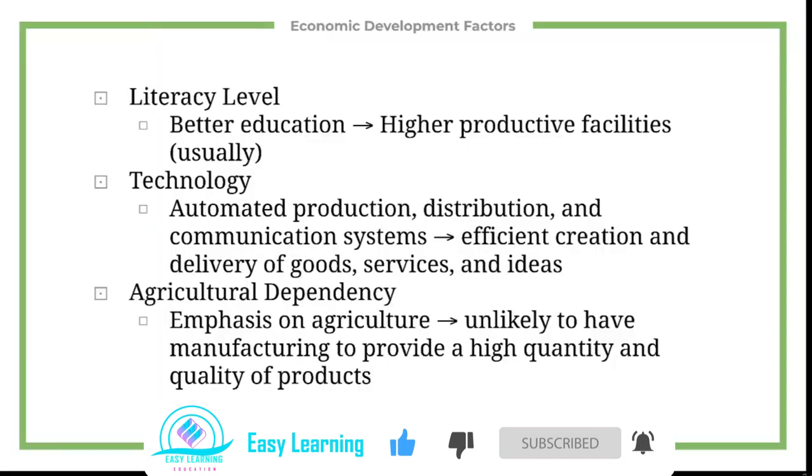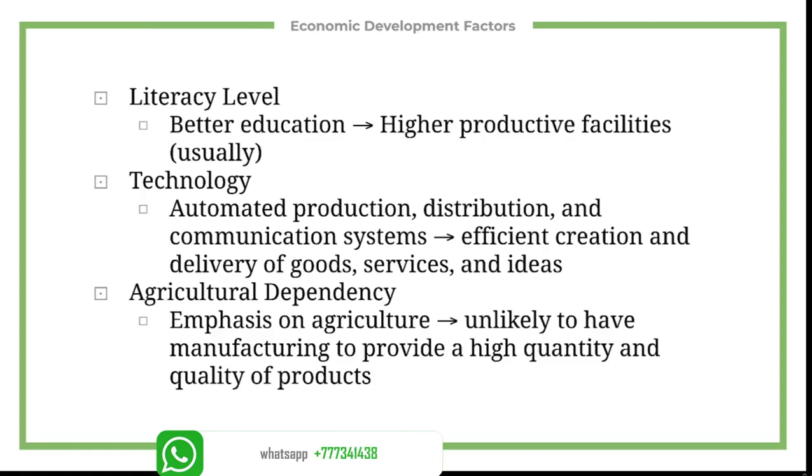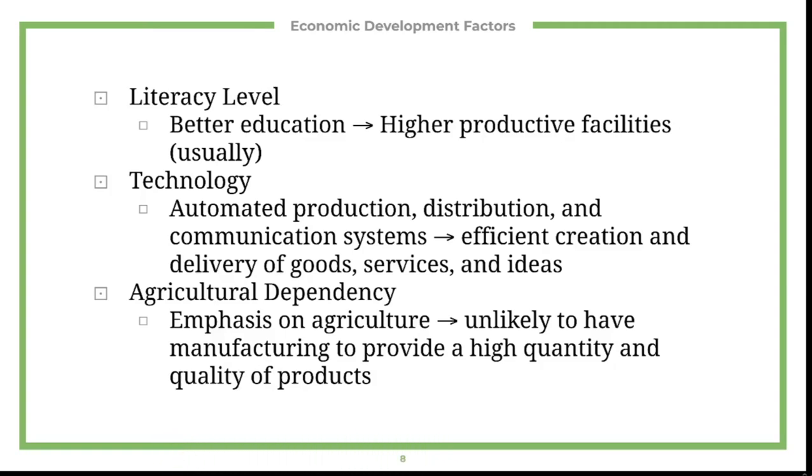So let's talk about economic development factors. The first one is literacy level. The better the education, usually the higher the productive facilities. And the next one is technology. Automated production, distribution, and communication systems lead to efficient creation and delivery of goods, services, and ideas. That's the theory behind that.